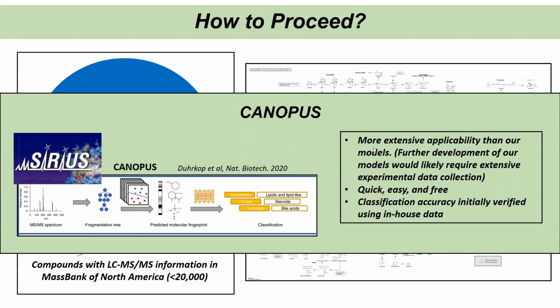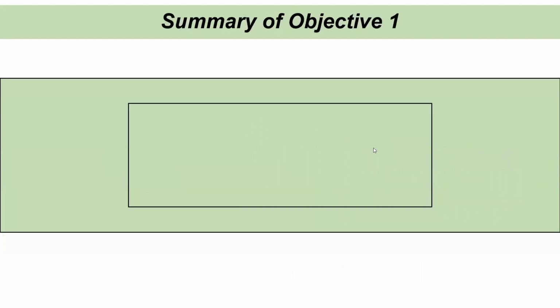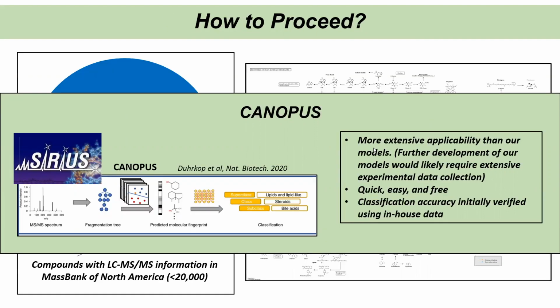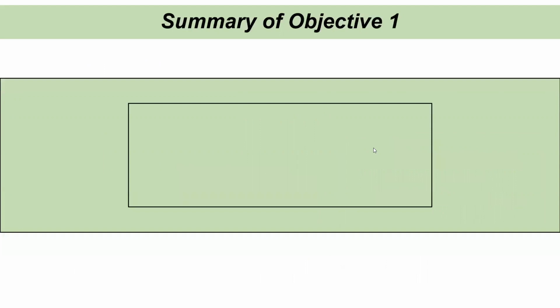We tested it on some in-house data we had, and instead of looking at very diverse metabolites, we just asked, can it classify flavonoids and alkaloids? We found that it could. I don't have the time to go into that today, but we have published this information, and you can find it on my Google Scholar.